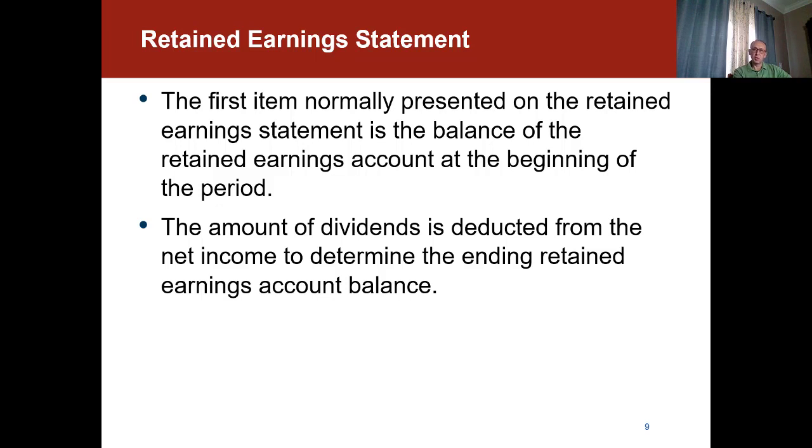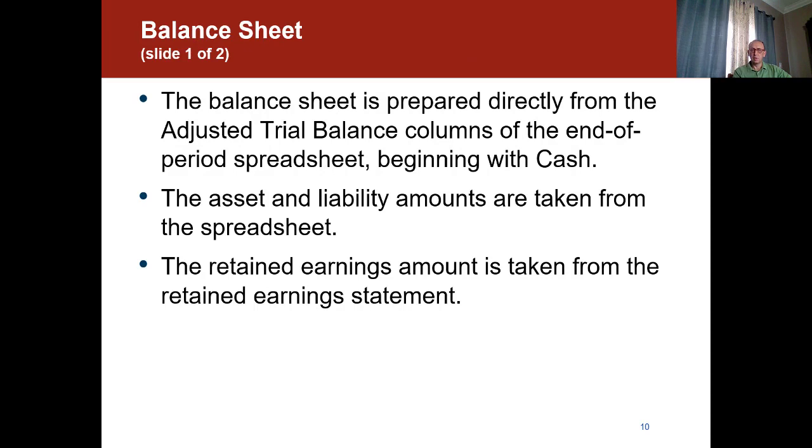Then the last statement that we're going to talk about is the balance sheet. The balance sheet is prepared directly from the adjusted trial balance column of the end of the period spreadsheet, beginning with cash. In every single balance sheet, the first account listed is cash. The assets and liability amounts are taken from the spreadsheet. The retained earnings amount is taken from the retained earnings statement. So please remember that because the retained earnings amount presented on the balance sheet is typically coming from the statement of retained earnings as its ending balance.